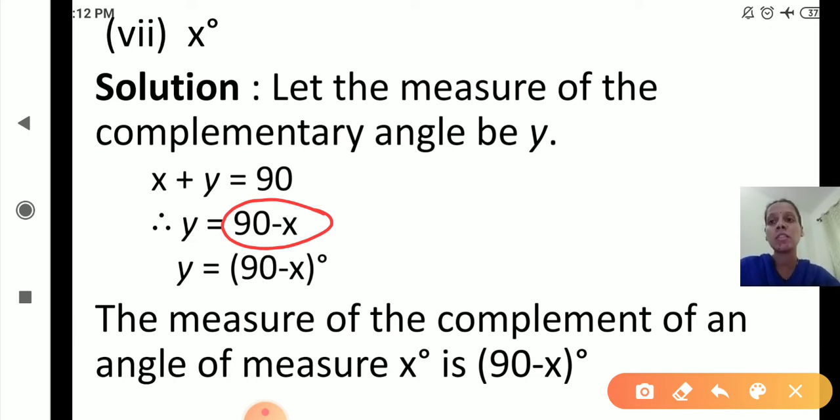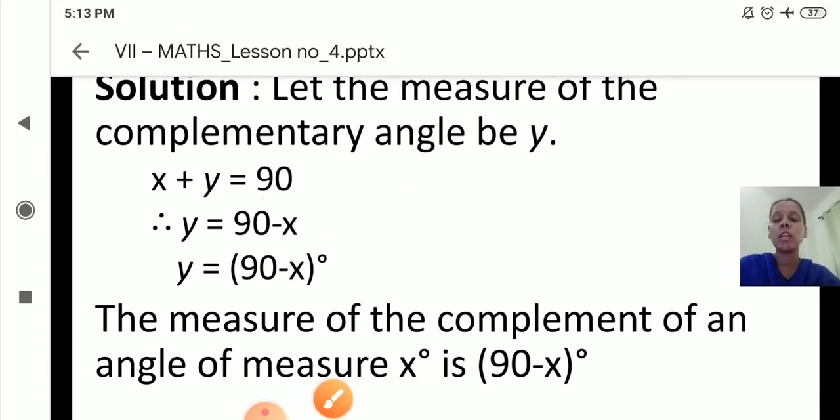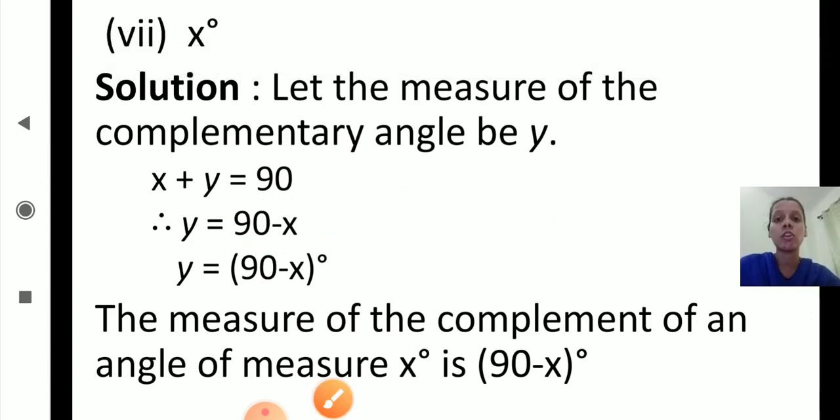Now in place of x degrees, if it is asked, if the measure of one angle is a degrees, then what is the measure of its complementary angle? Yes, what is the answer then? 90 minus a degrees. I hope you are clear with this. If the measure of an angle is x degrees, then the measure of its complementary angle is 90 minus x degrees. So in this way you will write down the answer, or you will click on the correct option.